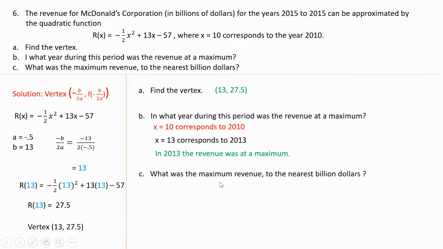Now for part C, what was the maximum revenue to the nearest $1 billion? I know that the Y value of the vertex is the maximum revenue. So 27.5 rounded off to the nearest billion is going to be 28 billion. So the answer will be 28 billion for part C. And that's how we use the vertex in our problem, guys.